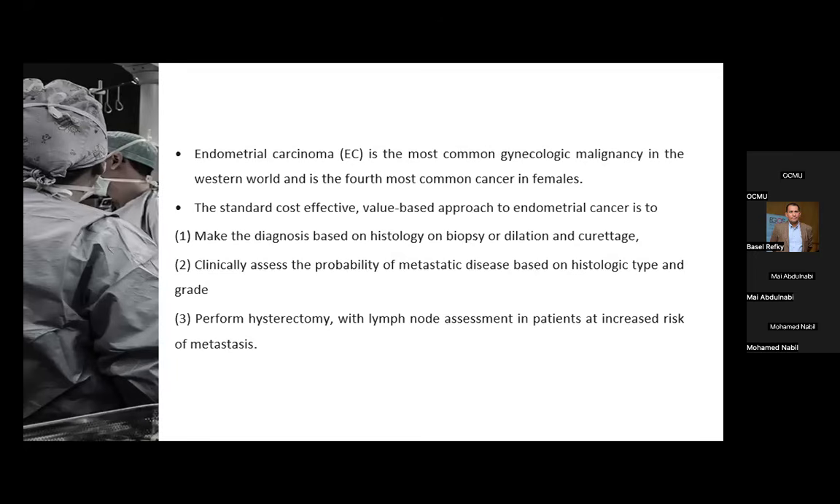The standard cost-effective value-based approach to endometrial cancer depends upon three main items: first, the diagnosis, depending on the histology from the D&C or the hysteroscopy; second, clinically assessing the probability of metastatic disease based on histologic type and grade; and third, the surgical management, hysterectomy with or without lymphadenectomy or omentectomy, and so on.